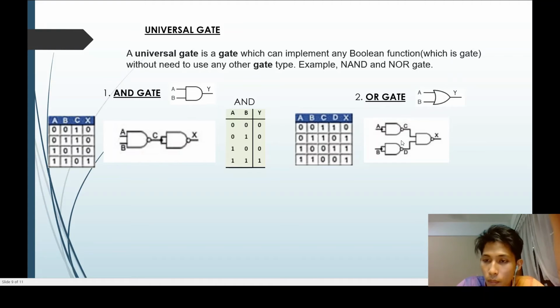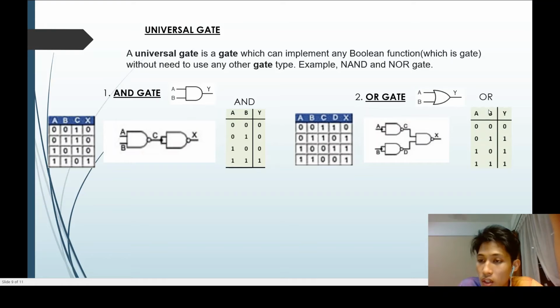So we compare. This is the original OR gate truth table. The inputs are AB, also the same AB: 0 0, 0 1, 1 0, 1 1. X here is the output, and Y is the output for the original OR gate. We can see 0 1 1 1 here as well. So it is the same result, which means this NAND arrangement can produce the OR gate.